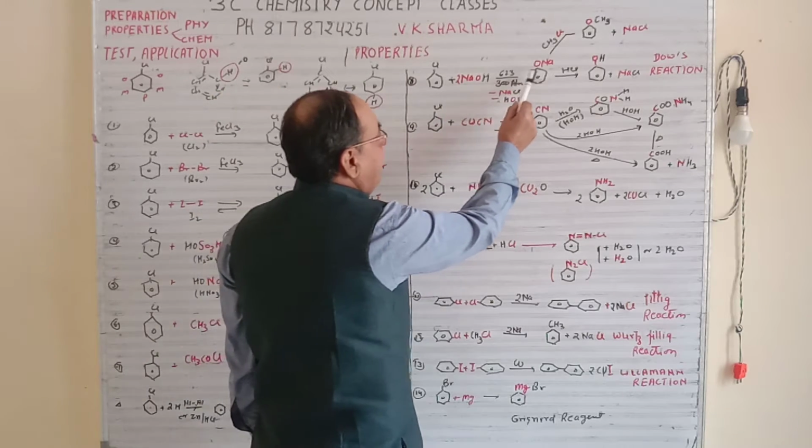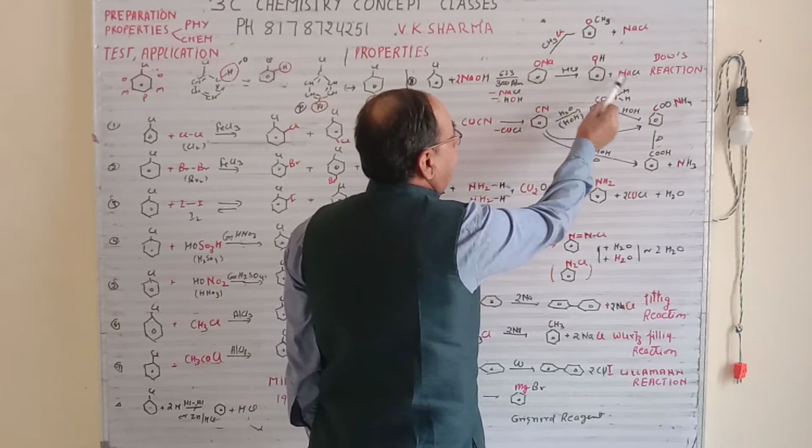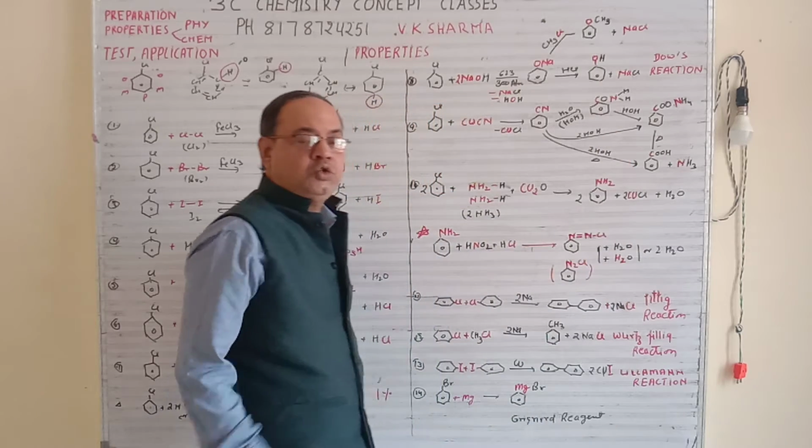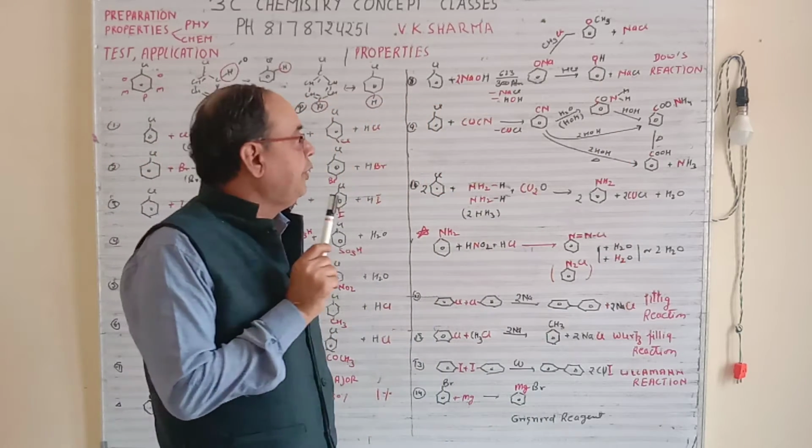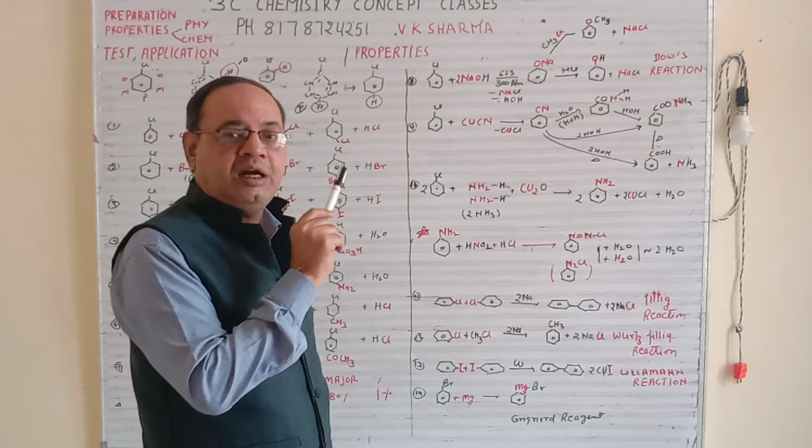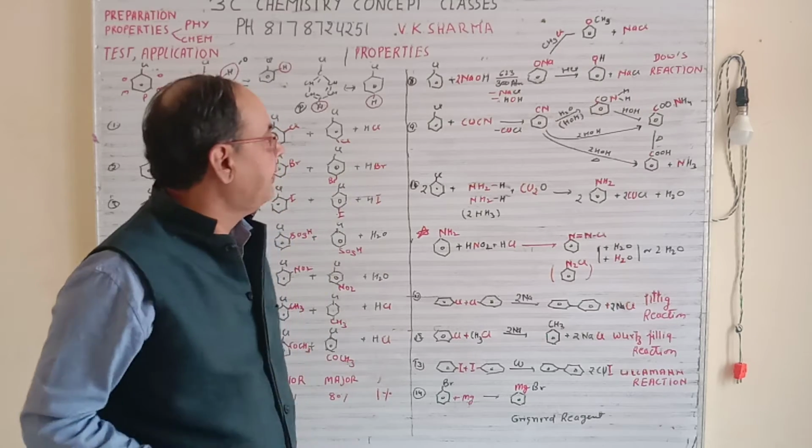Suppose in ONa you are using HCl, it will give you OH plus NaCl. So that will give you phenol. So phenol is prepared this way. This is called the Dow reaction or Dow process.